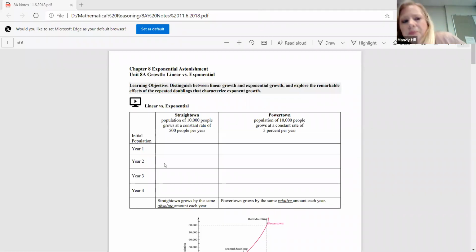Okay, so this is chapter 8, one of my favorite sections, 8A. We're going to be talking about linear versus exponential growth.